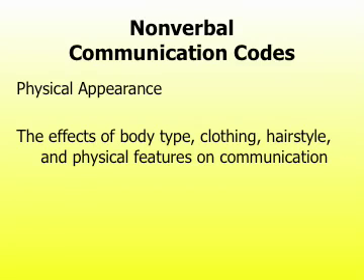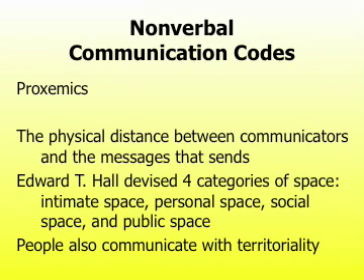All right. Next, we have proxemics, and you might recognize the root in there, prox, like proximity or approximate, meaning closeness. Proxemics looks at the physical distance between communicators and the message that sends. As you know from our textbook, Edward Hall discussed 4 categories of space. Intimate space, which is 0 to 18 inches between people. Personal space, which is 18 inches to 4 feet. Social space from 4 feet to 12 feet. And then public space from 12 feet out.